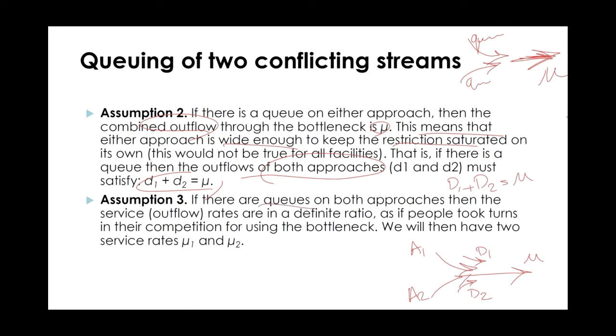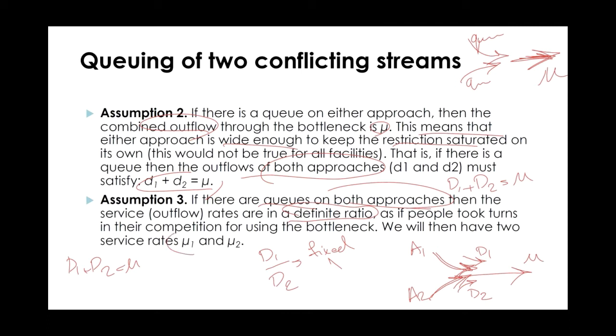The other assumption is if there are queues on both approaches, then the outflow rates, the service rates, are in a definite ratio, as if people took turns in the competition for using the bottleneck. So now imagine both of these approaches are congested rather than only one of them. Of course, we still have D1 plus D2 equal to mu, but because now there is competition between the two streams, we assume that there is a definite ratio. For example, D1 over D2 is a fixed number. If it's equal to one, that means when vehicles try to merge, one vehicle from stream one goes in, then a vehicle from stream two goes, another vehicle from stream one, and so on and so forth.